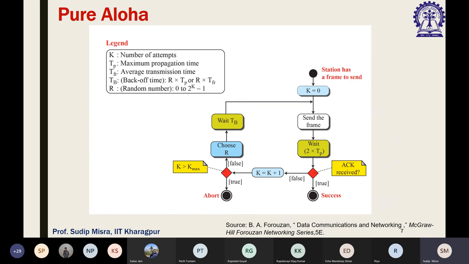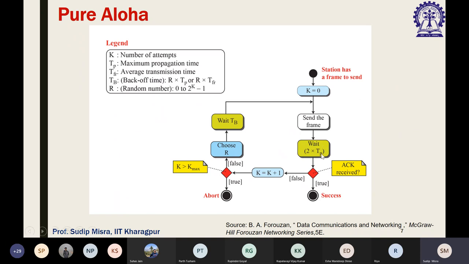So finally, what you are going to have is this algorithm like this. Please pay attention over here. A station has a frame to send. Initially, how much will be the value of k? As I said before, k is basically the number of attempts. So k equal to 0. Now the frame is sent. Then you wait for 2 times TP.